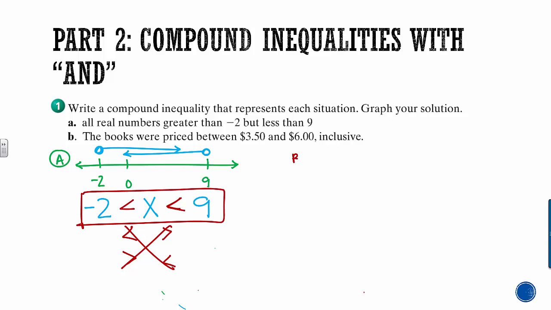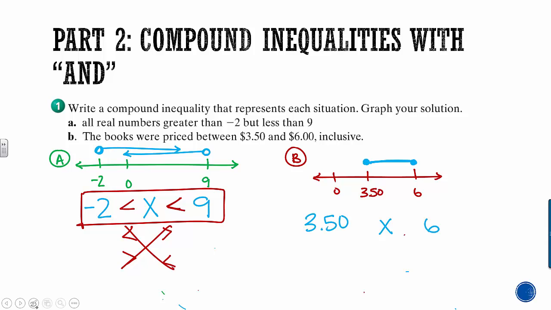So let's try B. B says the books were priced between $3.50 and $6. Again, if we think about a number line, we have $3.50 here, and $6 would be here. We have the prices in between these two, and because it says inclusive, we can include those two numbers, and we want this stuff here. Our books are somewhere in between $3.50 and $6. They can be equal this time, so we want it to be greater than or equal to $3.50, but less than or equal to $6.